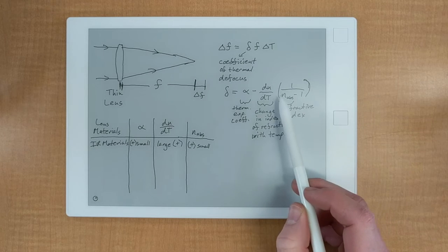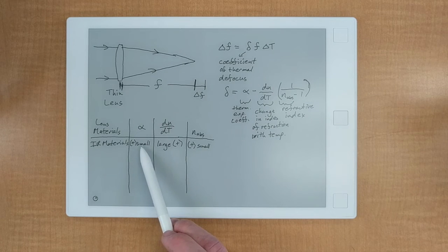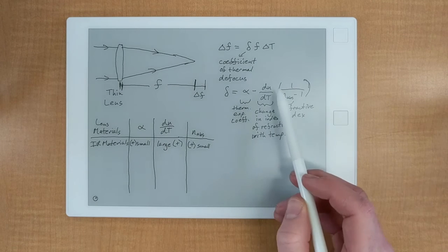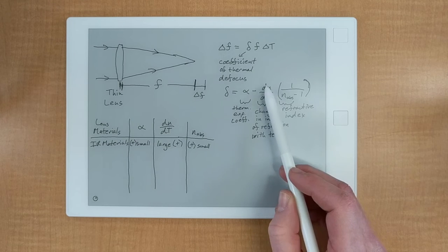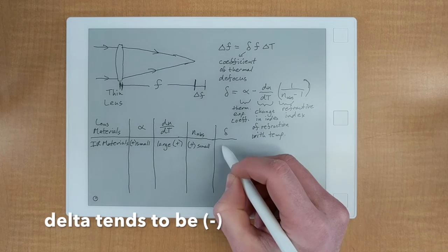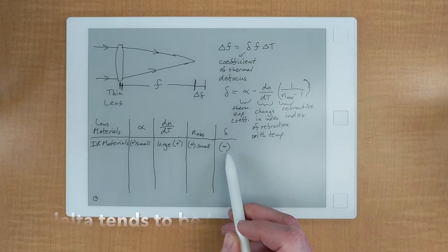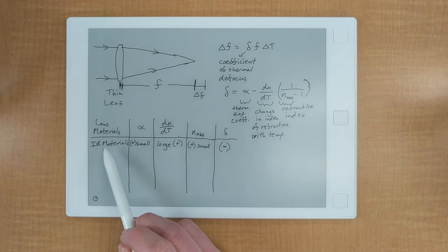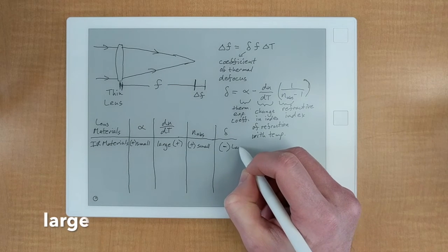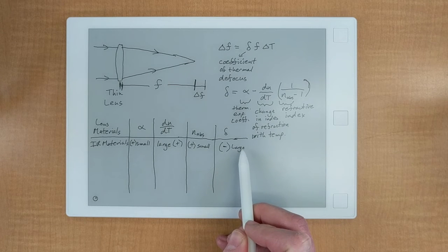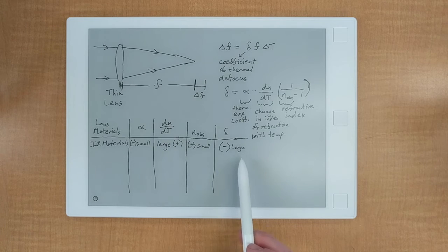It's a fraction, essentially. So if you have a small thermal expansion coefficient that's positive, minus a large change in index of refraction with temperature that is positive, delta tends to be negative. And because the dN dT is so much bigger than the thermal expansion coefficient for infrared optic materials, this can be quite large. Now for chalcogenide glasses, for example, this will be smaller because the dN dT will be smaller, but for silicon and germanium, this is quite large.